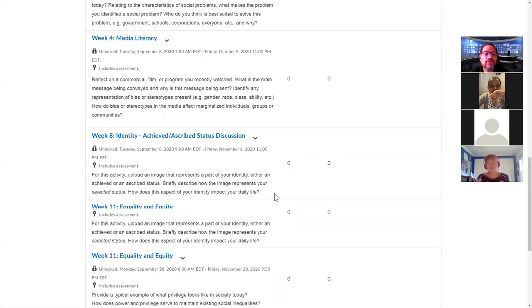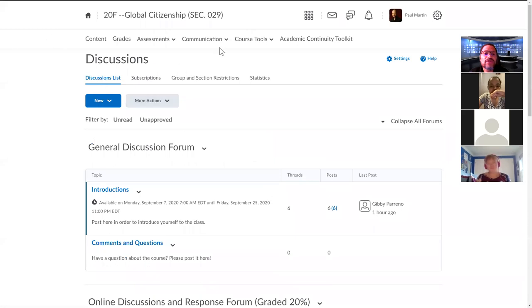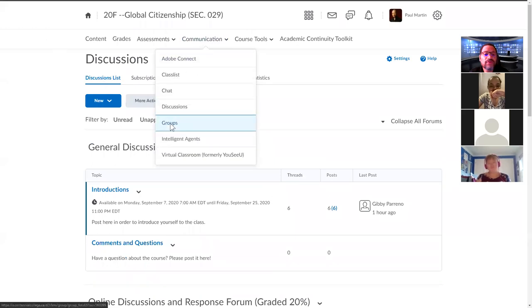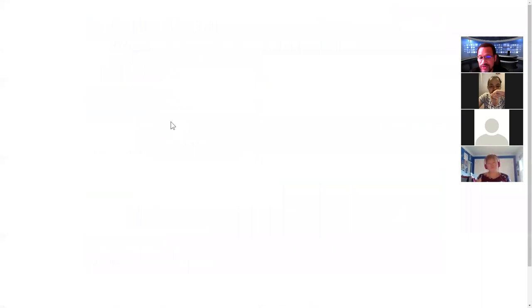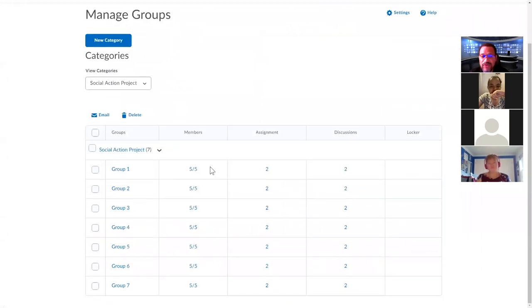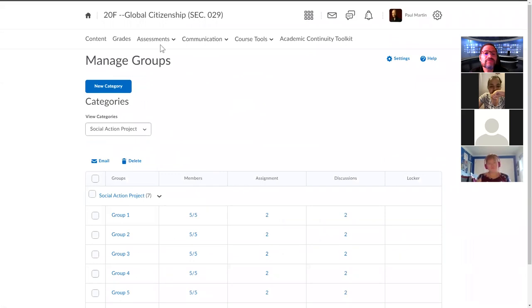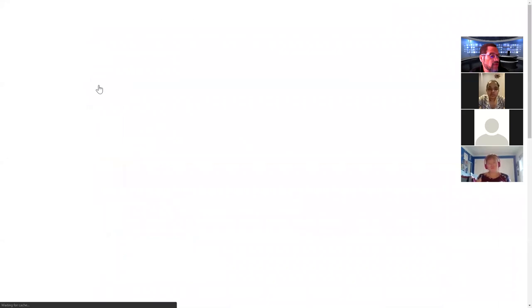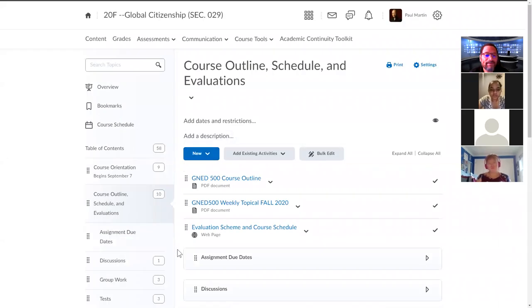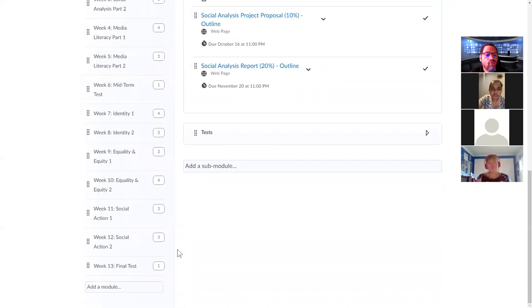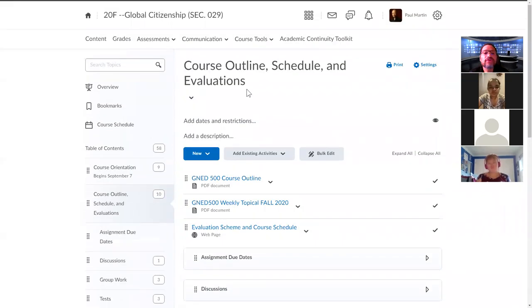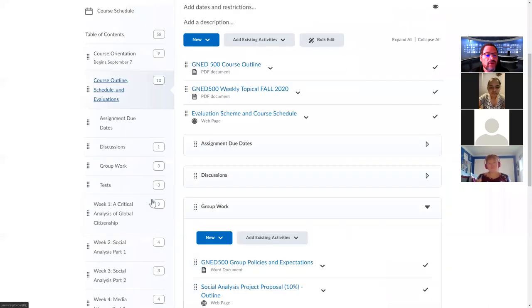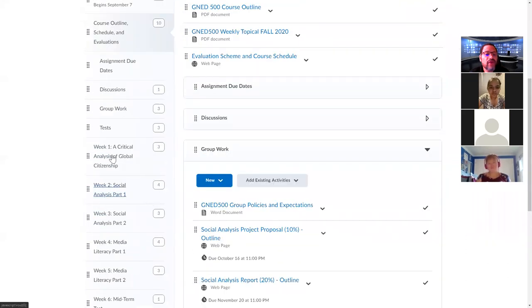So the groups are already set for you, and that's where you would do your discussions. You go to communication and groups, and you'll see right now who's in your groups for the semester, for the project you have to work on, okay? Any other questions around groups for anybody? Okay, there's no other questions about groups. Okay, good. Everybody's good on that.